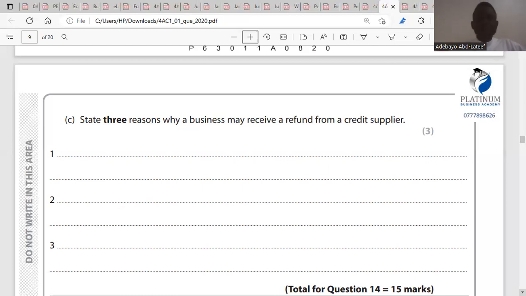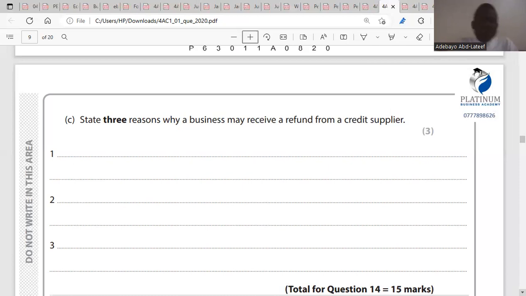Okay, great. So we're talking about the three reasons why a business may receive a refund from a credit supplier. The first reason is the business has returned goods to the supplier, then the supplier has to pay cash or check. Number two, some goods are faulty. If some goods are faulty, you have to return them. And the third one, overpayment.